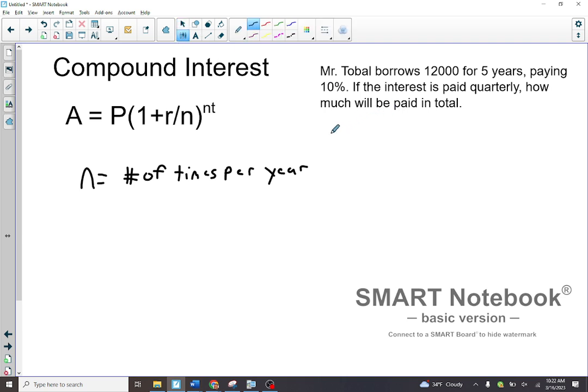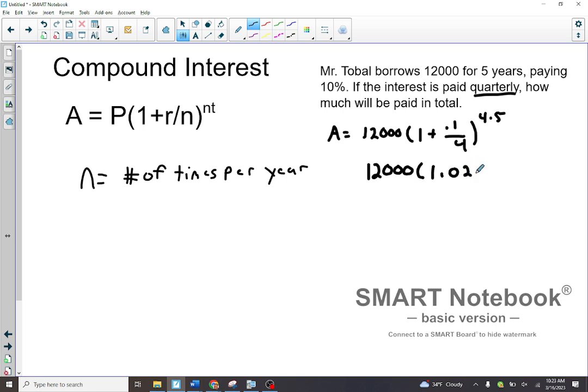All right. So the amount will equal our principal, which is 12,000 this time, times 1 plus our rate. Remember, it has to be decimal, so 0.1, divided by how many times it happens per year, 4, to the power of 5 times 4. If I were to make this a little neater, it'll be 12,000 times 1.025 to the 20th power.